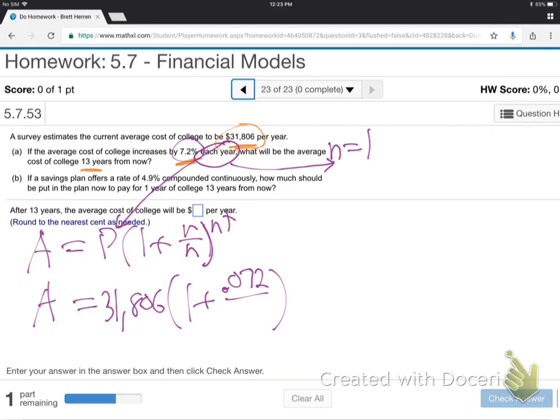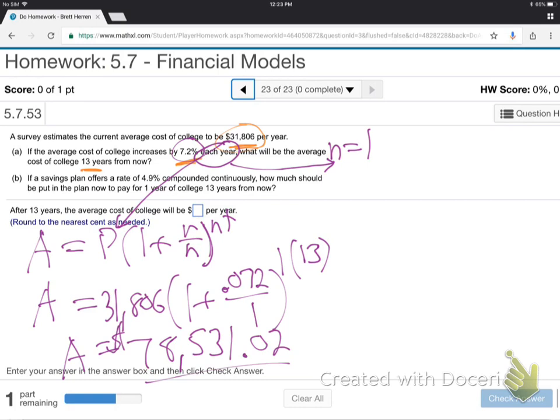So 7.2% each year means once a year. So n is 1. And the time, 13 years. Same formula. See how that works? Hit the buttons. Let's find out how much college will cost on average 13 years from now. I'm getting, what a deal. $78,531.02 for each year of college on average, 13 years from now, if they continue to grow at the current rate.